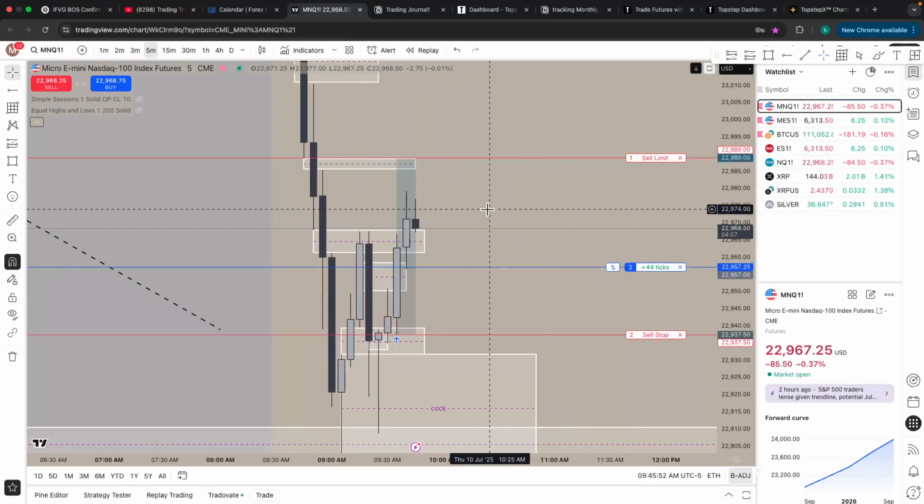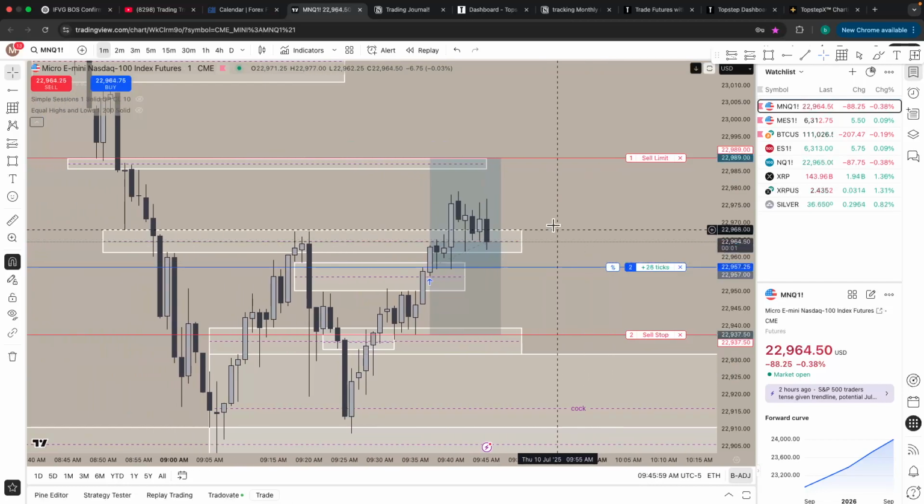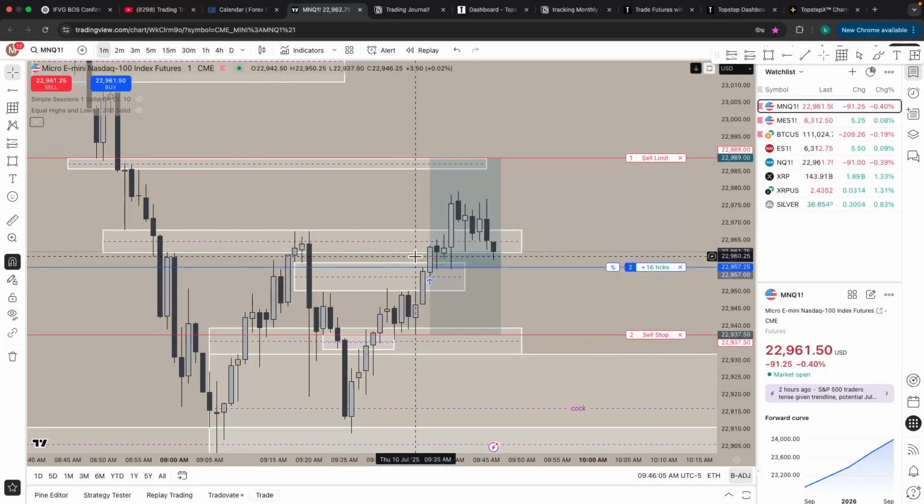We got the inverse. We're getting a little bit of rejection, just maybe give us a break of structure to push higher. Yeah, because we got that inverse. We were just up 80 ticks, now we're up 20 ticks. It's hilarious, dude.